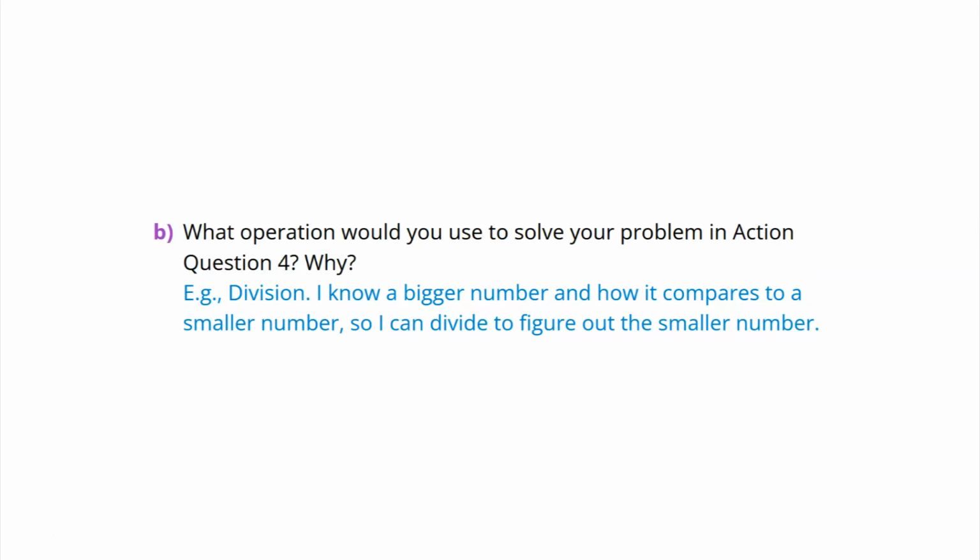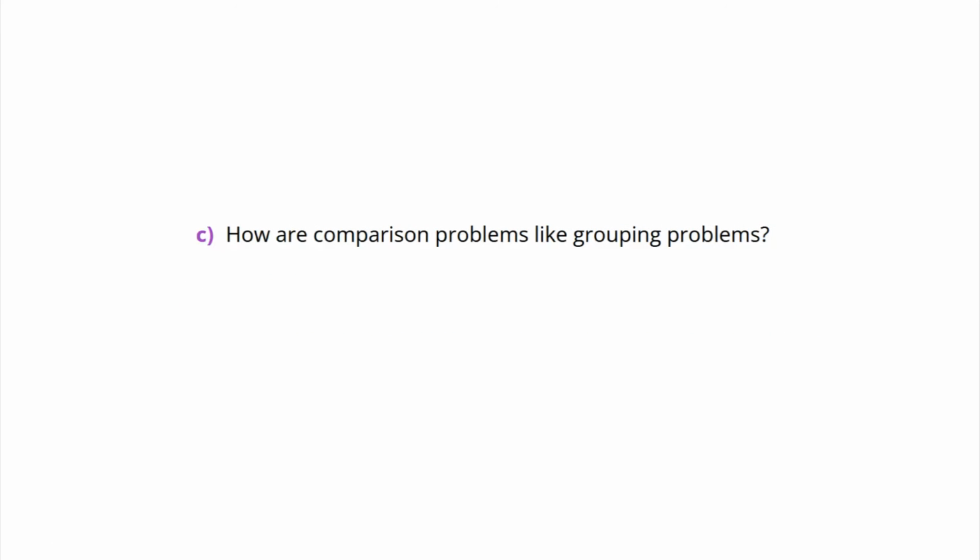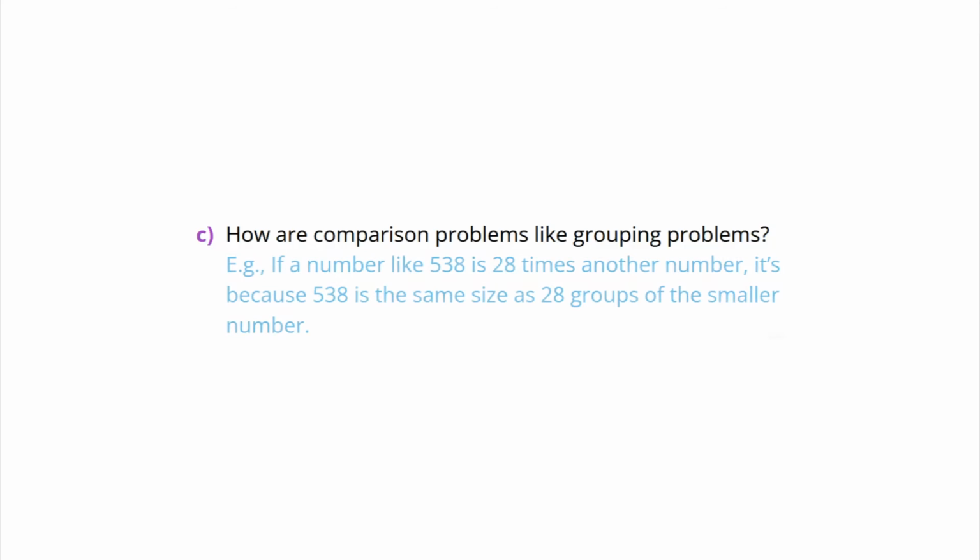Again, an example answer might be division. I know a bigger number and how it compares to a smaller number, so I can divide to figure out the smaller number. How are comparison problems like grouping problems? An example response might be, if a number like 538 is 28 times another number, it's because 538 is the same size as 28 groups of the smaller number.